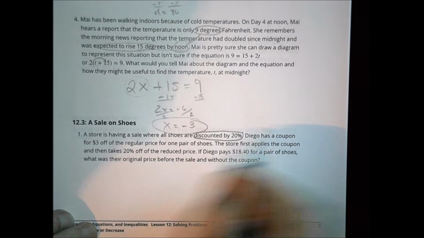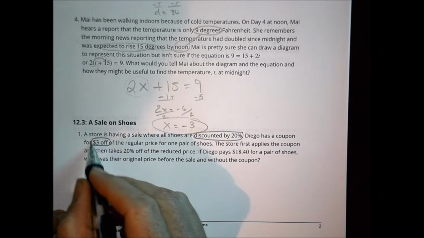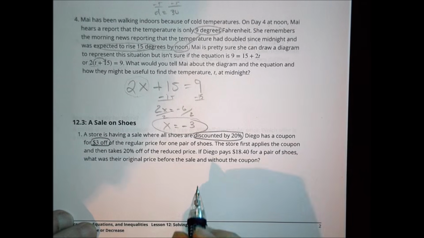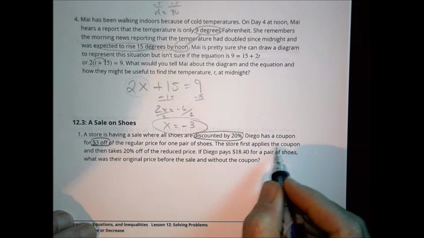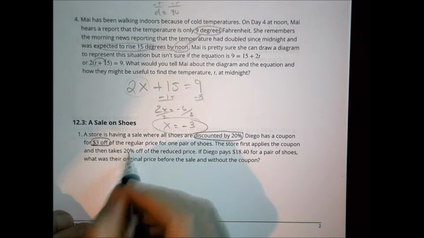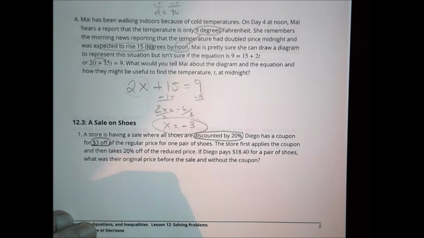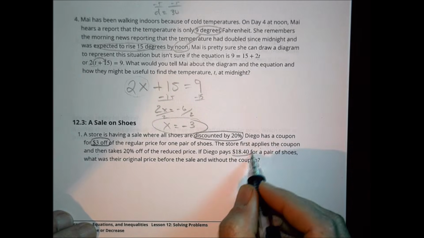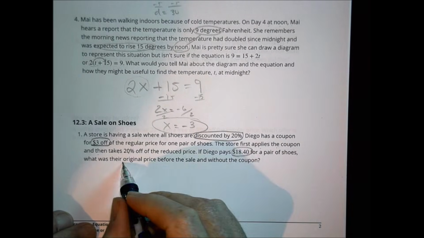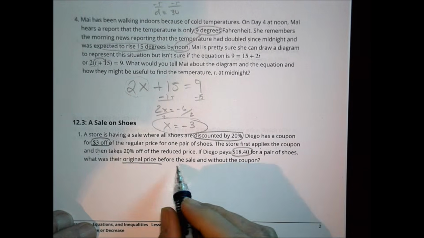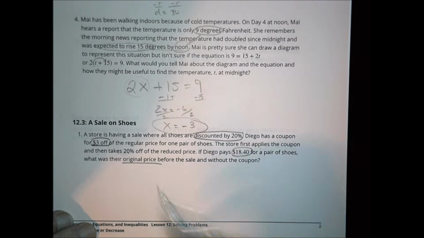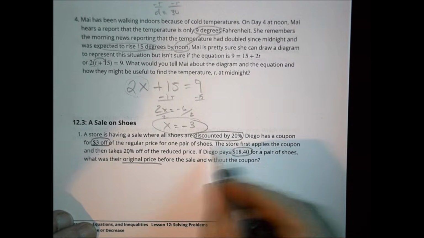Diego has a coupon for $3 off the regular price for one pair of shoes. The store first applies the coupon, then takes 20% off the reduced price. If Diego pays $18.40 for a pair of shoes, what was the original price before the sale and without the coupon? The order here is really important.